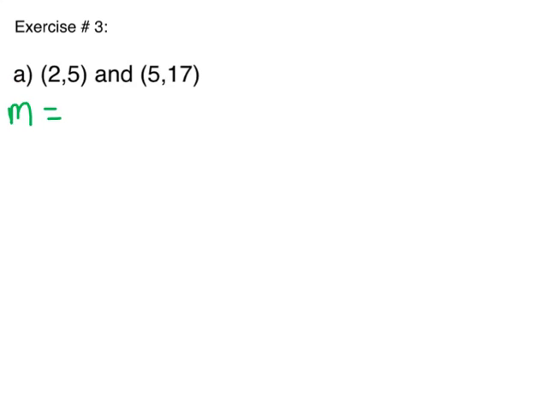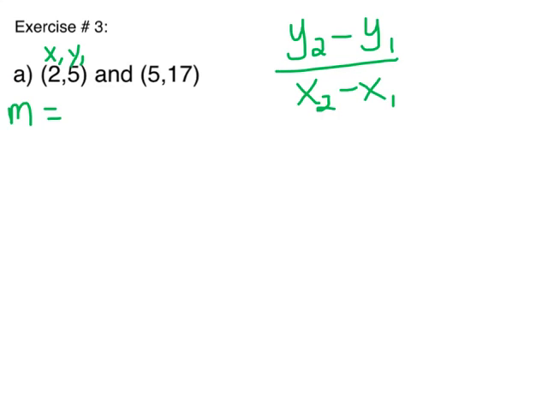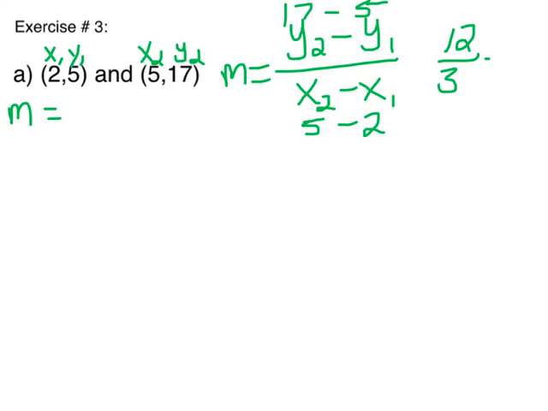We're given 2 points. So we know how to find the rate of change using the formula y2 minus y1 over x2 minus x1. x1, y1, x2, y2. And this is to find my m, don't forget. So y2 is 17 minus y1, which is 5, x2, which is 5, x1 is 2. 17 minus 5 is 12, over 5 minus 2, which is 3, simplifies down to 4. So the slope of my line is 4.